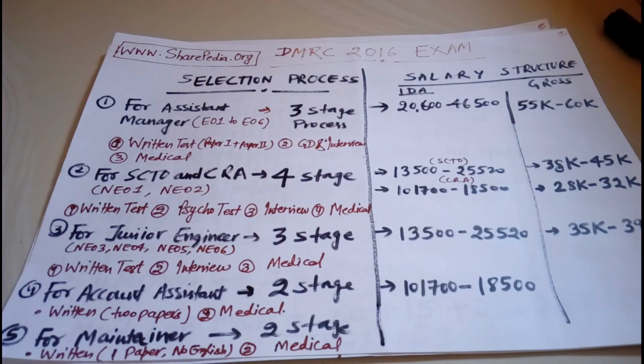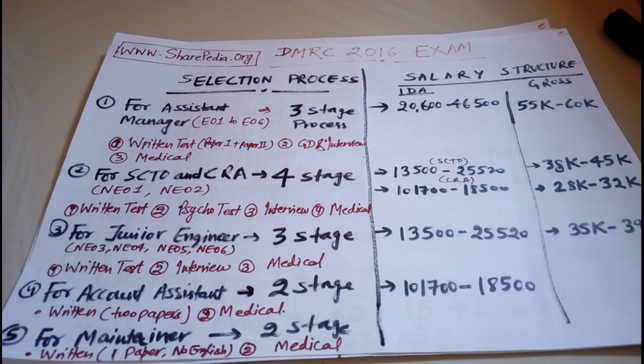Now let's talk about the salary structure of the various posts advertised in the DMRC 2016 exams. First one is the assistant manager post. It is an executive post, and if we talk about IDA, it is 20,000 to 600 to 46,500. And if we talk about gross salary, it is 55,000 to 60,000. We are just giving you a rough estimate, and it may vary.